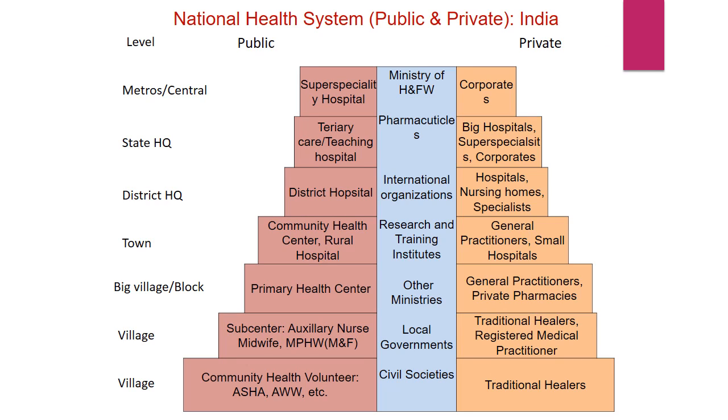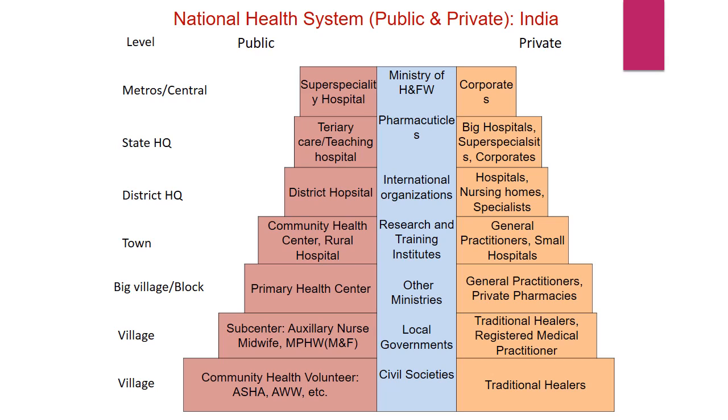How does the health system work in our country, in both scenarios, public as well as private, starting from bottom to top, village to metros or centrals? At village level, we have community health volunteers, ASHA, AWW, in the public health sector, and in the private, we have traditional healers. If we go to the sub-center, we have an auxiliary nurse midwife and MPHW, multi-purpose health workers, male and female. Then in private, you have traditional healers or RMPs, registered medical practitioners.